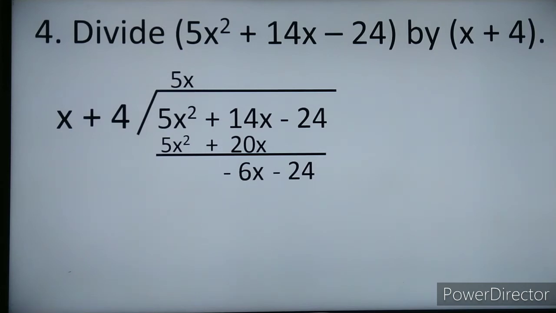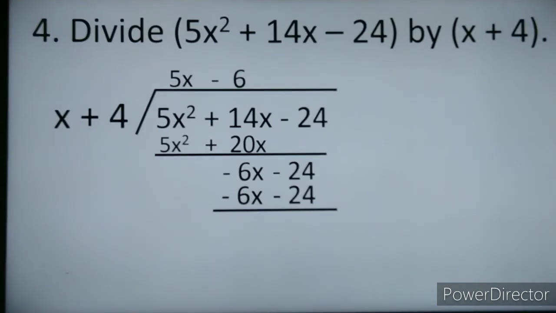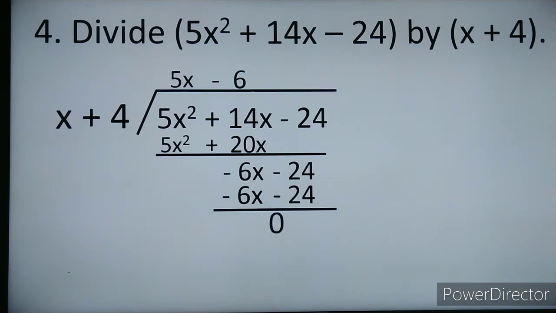Okay? Then, repeat the process. Negative 6x divided by x. The answer is negative 6. Then multiply again, negative 6 times x, the answer is negative 6x. Another is negative 6 times 4, the answer is negative 24. Then subtract, so the answer is equals to 0.